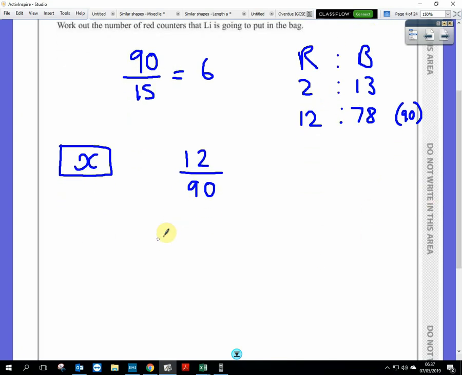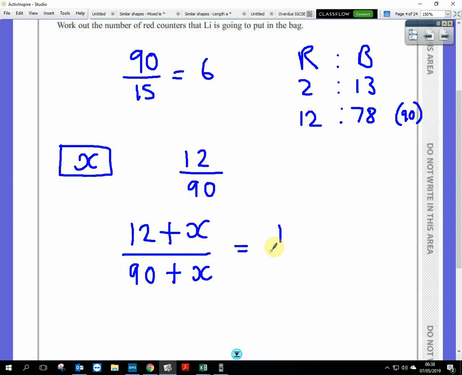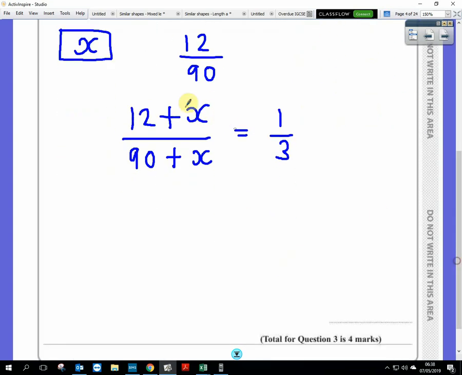But Lee's going to add some red counters to the bag. So afterwards, there will be 12 plus X red counters in the bag. And that's out of a total of how many is in the bag? Well, originally there was 90 in the bag, and now there's 90 plus the amount that you've added, so X. Now this is the new probability of red, but they tell us this is equal to a third. So we set it equal to a third, and we can do some diagonal multiplying now. Okay, there's a technique that you can use when you have a fraction equal to a fraction. A over B equals C over D. A times D equals B times C.